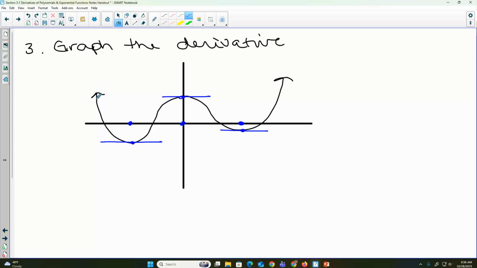Before this point, the function was decreasing, so my derivative would be negative. Then it's increasing, so my derivative is positive. Decreasing, so my derivative is negative, and increasing, so my derivative is positive. So, nothing real precise, but finding the correct points where it's 0, and then correctly graphing if it's positive or negative, based off the increasing, decreasing. Is that okay?